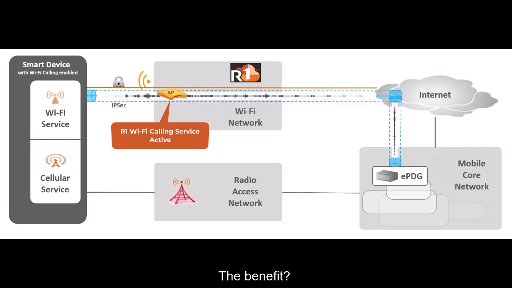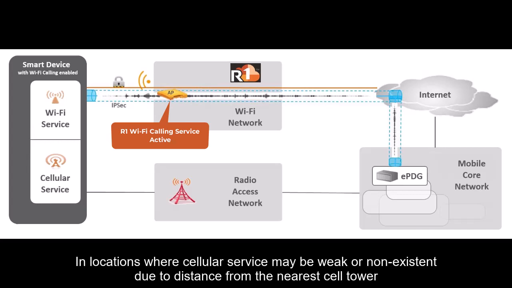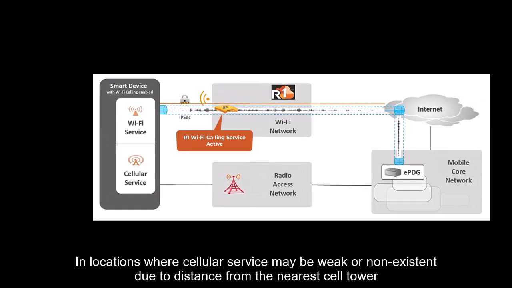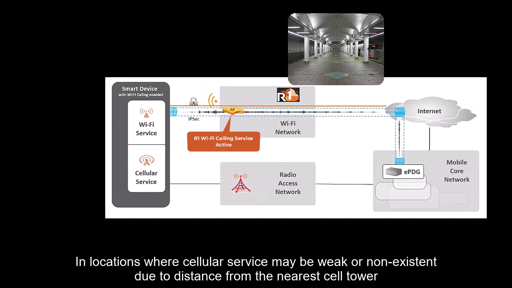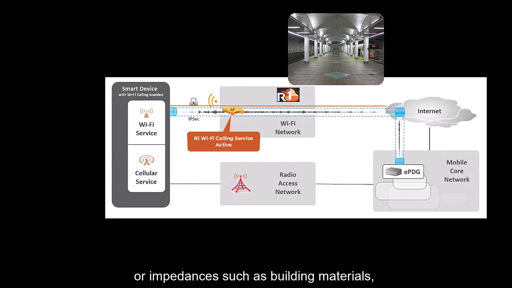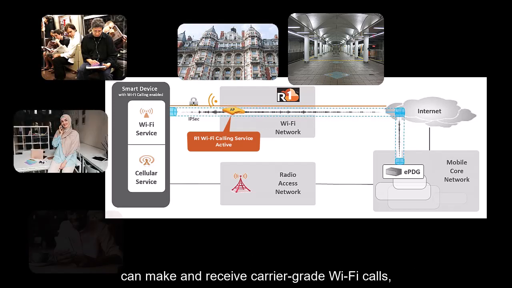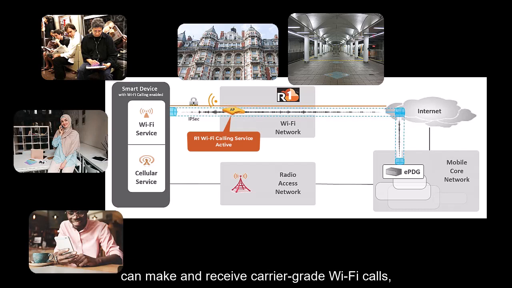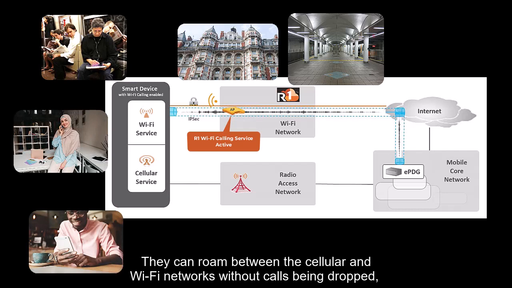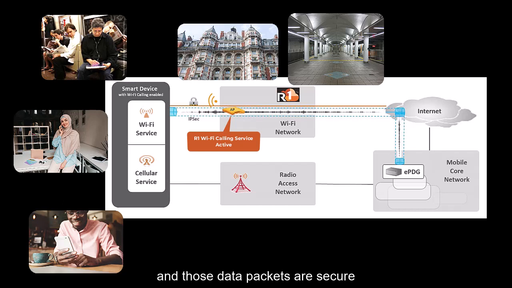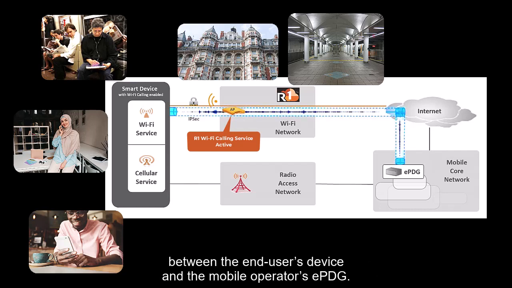The benefit? In locations where cellular service may be weak or non-existent due to distance from the nearest cell tower or impedances such as building materials, users connected to your Wi-Fi network can make and receive carrier-grade Wi-Fi calls using their own phone number. They can roam between the cellular and Wi-Fi networks without calls being dropped, and those data packets are secure thanks to the IPsec tunnel established between the end user's device and the mobile operator's EPDG.